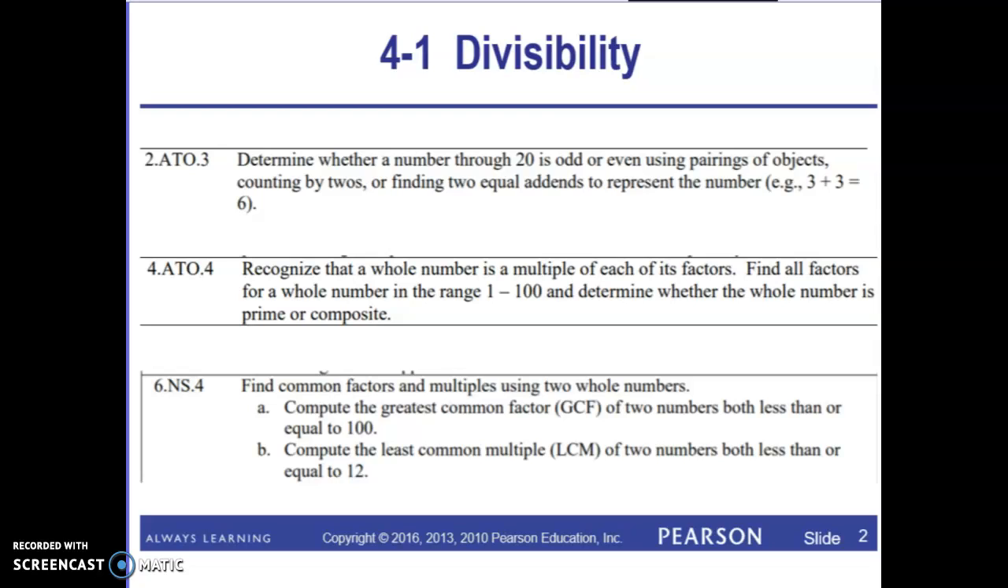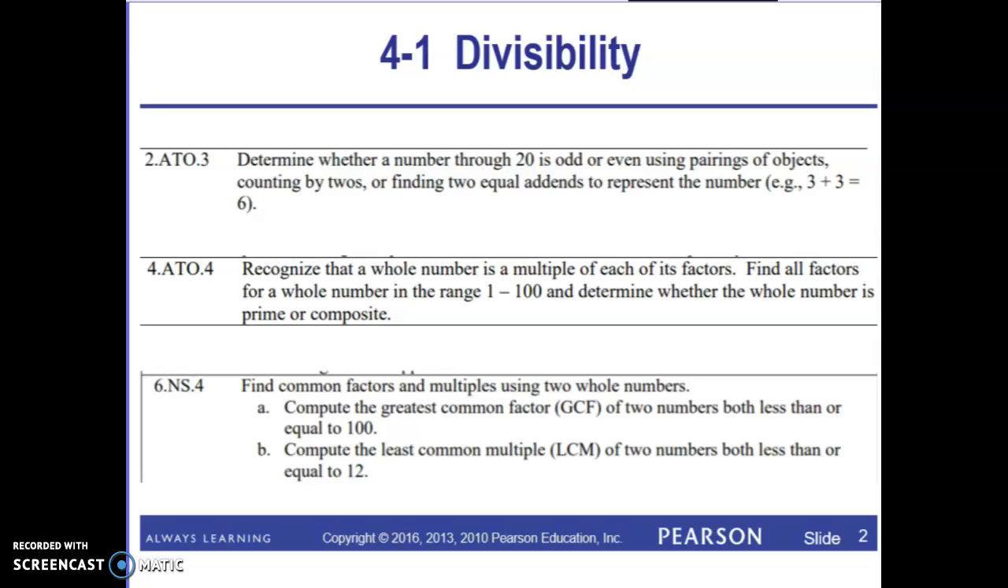We're going to talk about prime and composite in a different video. Right now, we're just going to focus on factors and multiples. And then in sixth grade, we're going to expand that idea to look at common factors, common multiples, the GCF, and the LCM, and look at how those things relate to what we're doing as a sixth grader.